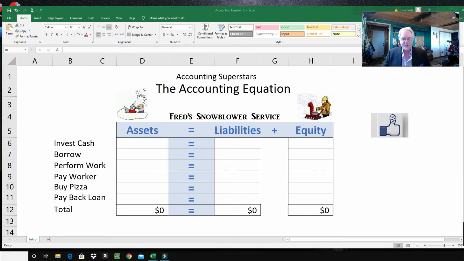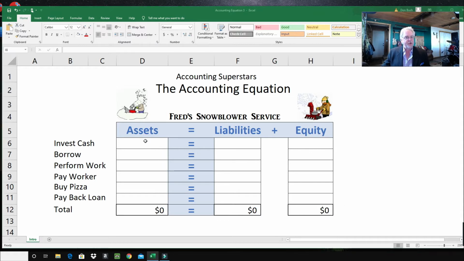We're going to learn some accounting here. Today we're going to apply our knowledge. So here we go folks. What I've got for us, I have Fred's Snowblower Service. It's a business that is just starting out here in Colorado, and I have our accounting equation all laid out. On the left hand side I have some transactions, and over here on the right hand side I'm going to label what happens to the equity. You'll see what's going on here in a minute. So let's get started folks.